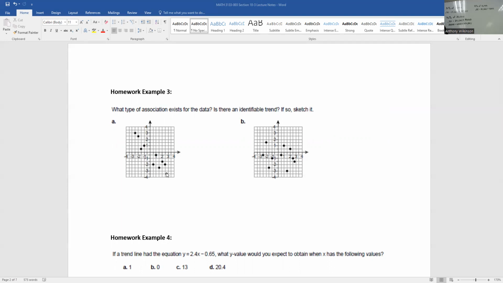So in this case here, there is a negative association between the two. Now, what about part B? No association. You got points all over the place. That means we cannot make a prediction about those data points between one variable and the other.